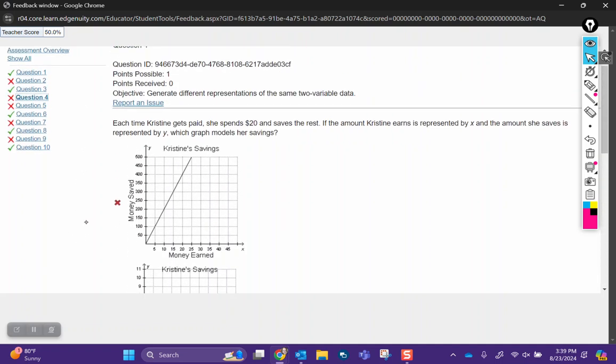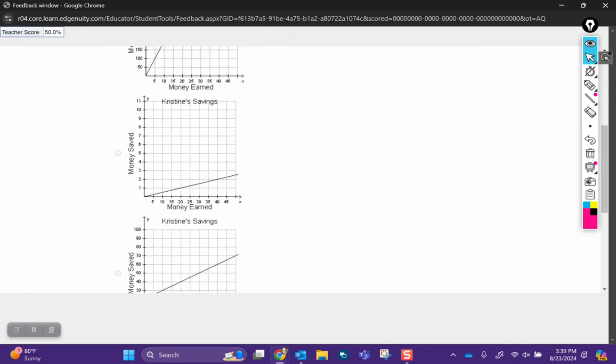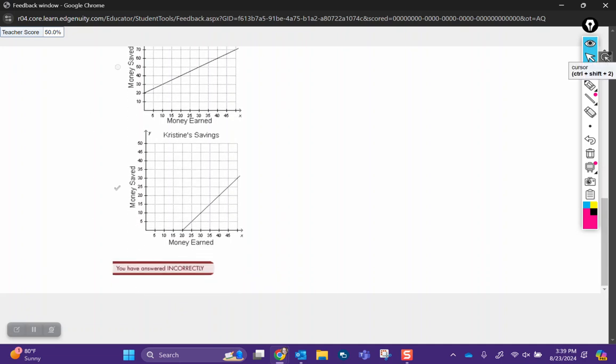I'm just trying to make sure I can get everything it says in the reading memorized, because when I start writing on this screen, I can't scroll anymore because the writing doesn't move, so then it gets kind of confusing. So she spends 20 and saves the rest.